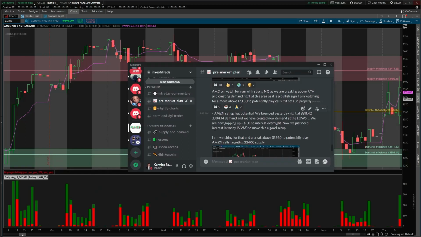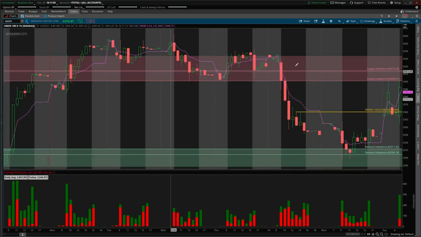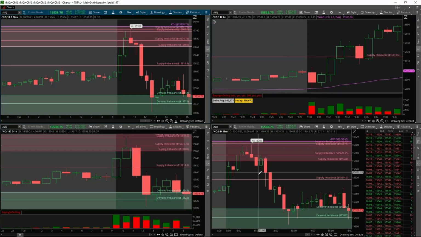Now we just need to have interest intraday. VVM is a gauge that I use to understand interest and participation in the market. Invest Trade members know exactly what I mean. VVM is key. So I said I'm watching for that and a break above 3360 to potentially play calls, targeting the 3400 supply. So very simple, above 3360 into 3400 supply, especially if NQ, if I pull up the NQ chart, is pretty strong.